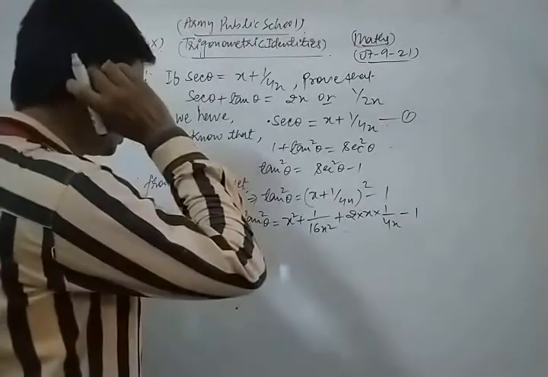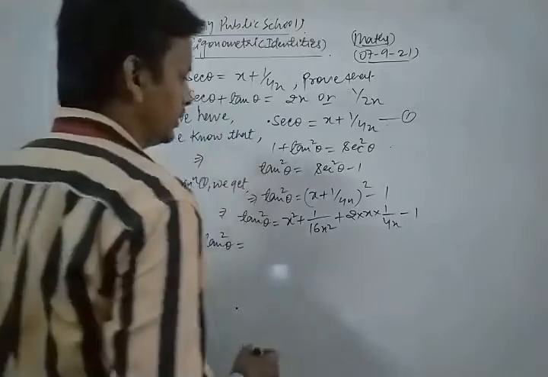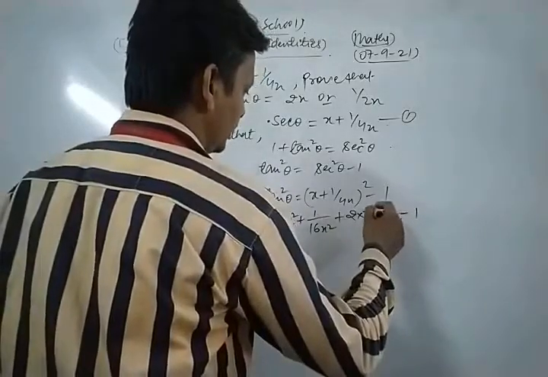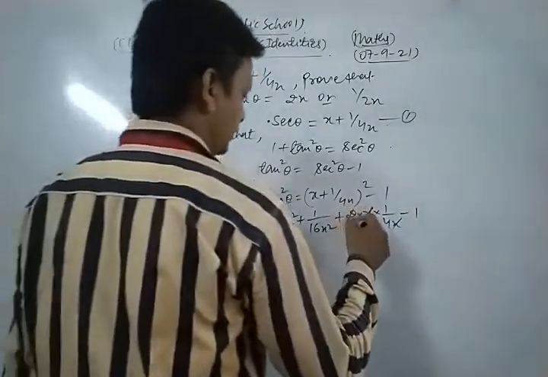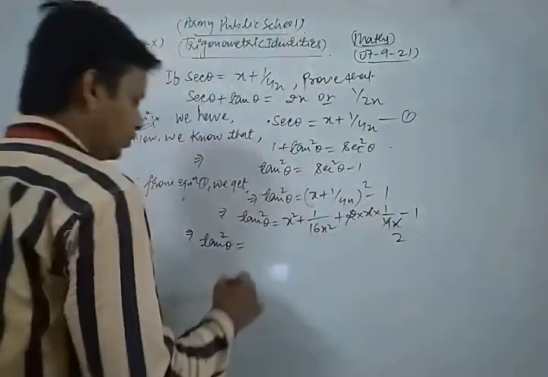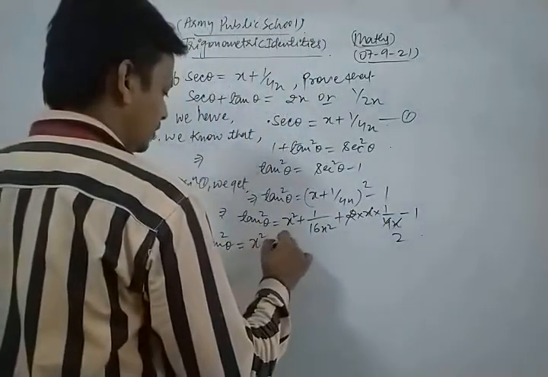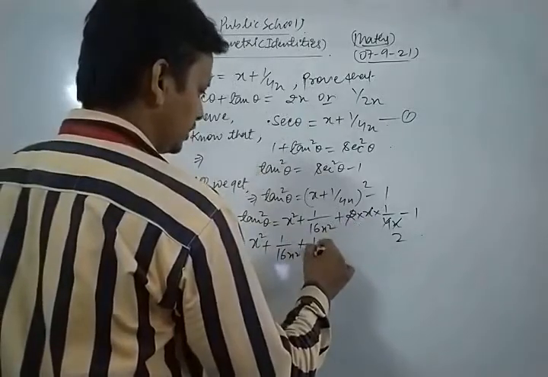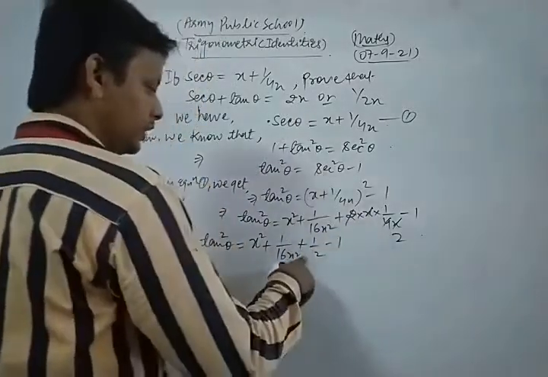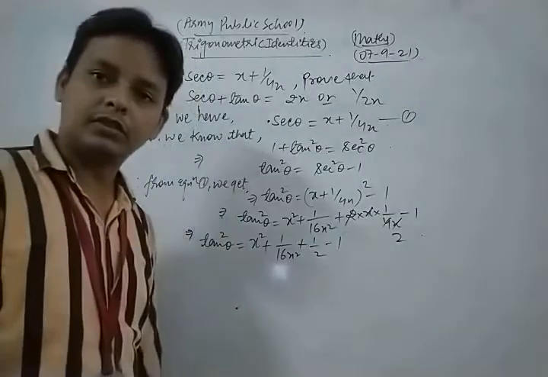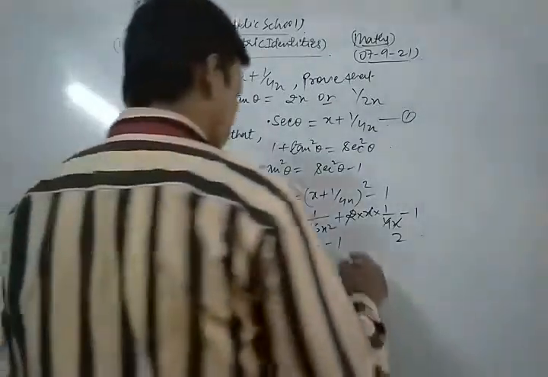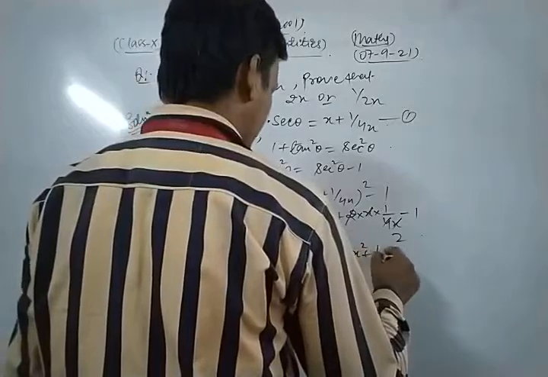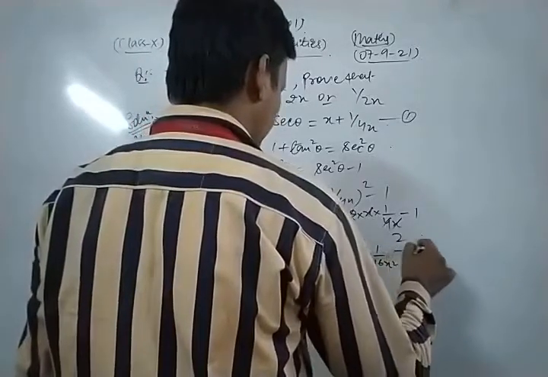So we get tan square theta is equal to what? Look here, the 1 cancel to each other and here we get 2 over 4, so that is x square plus 1 upon 16x square, plus 1 by 2 is left here, and minus 1. So plus 1 by 2 and minus 1 gives minus 1 by 2. So here this is x square plus 1 upon 16x square minus 1 by 2.